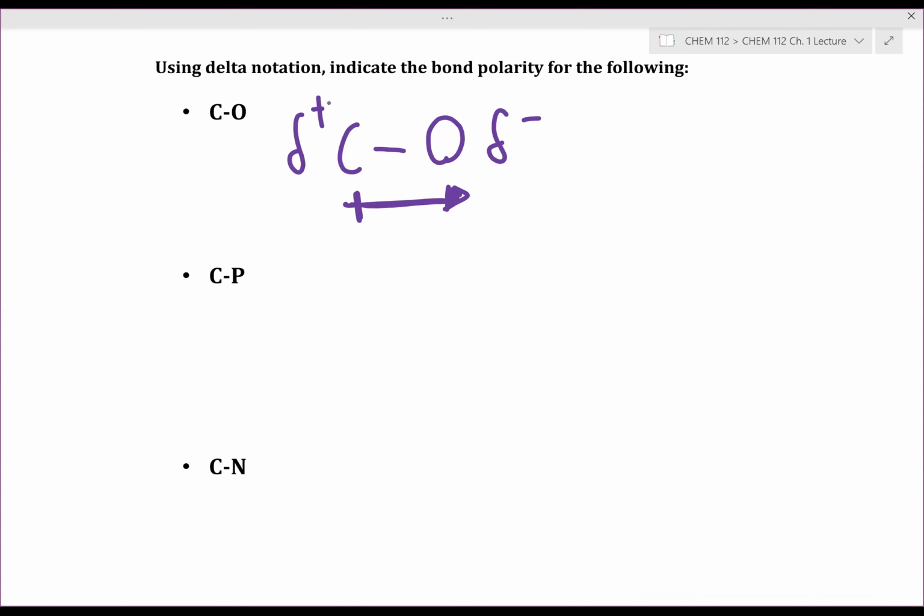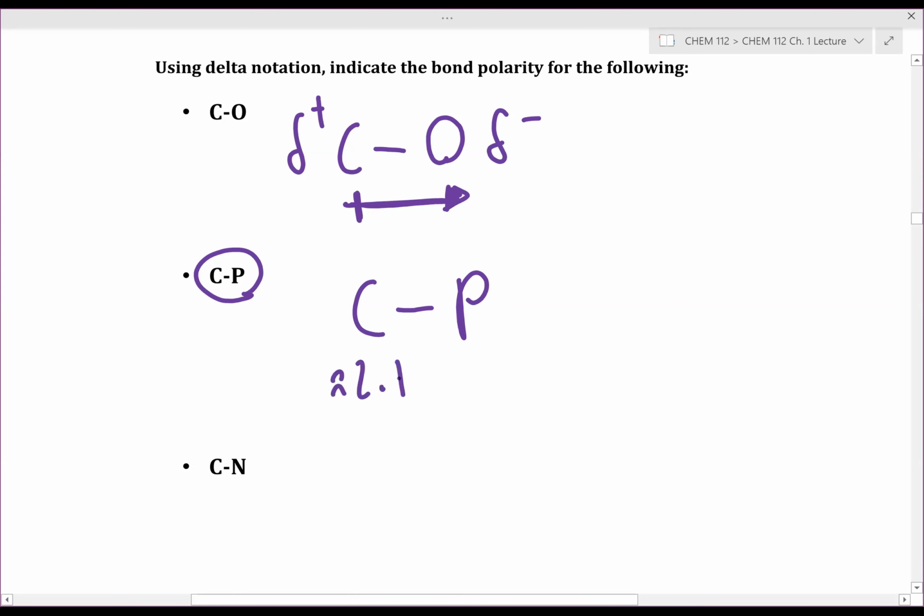I'd like us to go through this carbon-phosphorus bond example next. So looking at a carbon-phosphorus bond and consulting your electronegativity table, would someone like to tell me which of these two atoms is more electronegative? Carbon, exactly right. So carbon's electronegativity value is approximately 2.1 and phosphorus is about 1.8. So carbon is more electronegative than phosphorus.